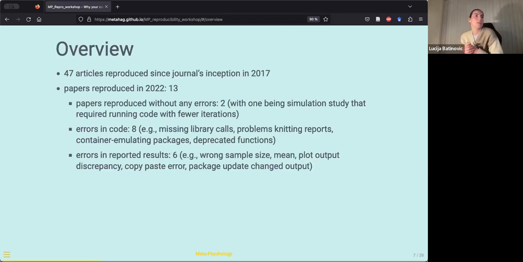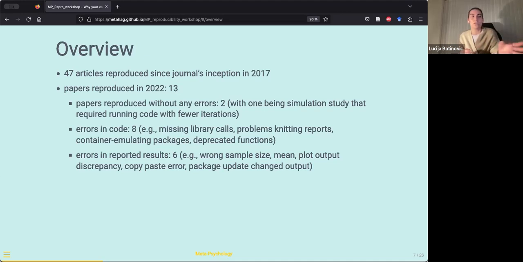A bit of an overview. Since 2017 until 2022, there were 47 articles reproduced, and we mean any article that had some kind of data or analysis was reproduced. So we do reproducibility checks on anything that needs to be reproduced. We don't reproduce commentaries or things like that. We started gathering data and statistics on everything that happened since 2017, but since the process changed, we don't really have good documentation on the first years.